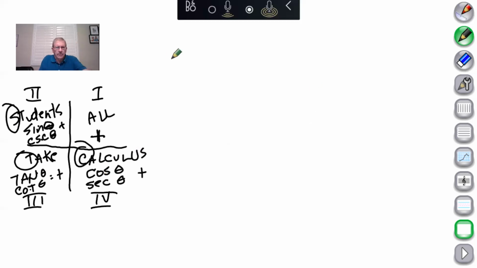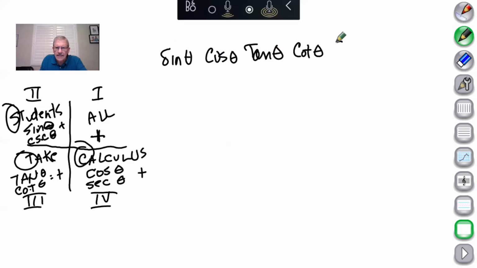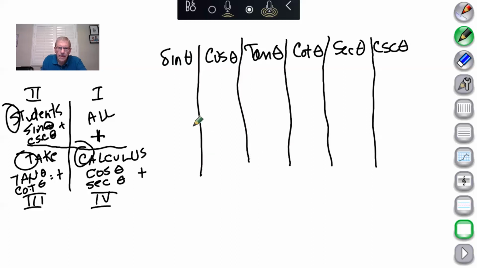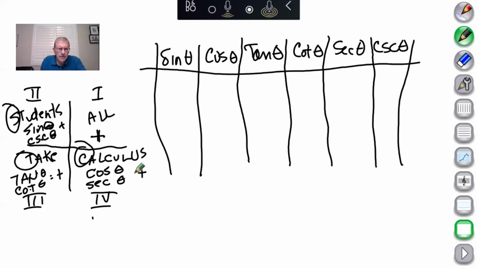So let's take a little practice here. Sine theta, cosine theta, tangent theta, cotangent theta, secant theta, and cosecant theta. And we're going to make some columns here. I'm not too good at drawing these columns. Try the best I can. Pretty decent. Okay, let's draw a line here.